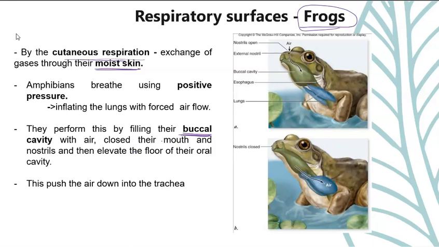So, they perform this by filling the buccal cavity with air, closing their mouth and then nostrils, and then elevating the floor of the oral cavity, and this pushes the air down into the trachea. Cubalah buat kembung kat punya mulut. Lepas tu, tutup punya hidung and then push the air into the lung. Kita sebagai human, we don't do that. Kan? Kita just breathe normally. So, for human, we use negative pressure breathing. Okay, negative pressure breathing. Nanti kita tengoklah negative pressure breathing tu macam mana. Okay? Tapi kalau frog, they use positive pressure breathing. Okay?